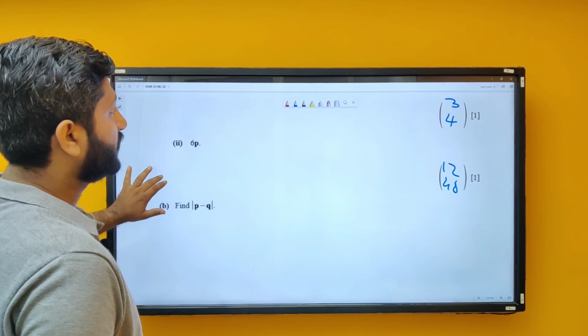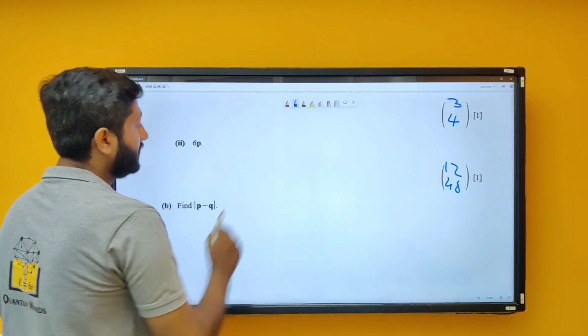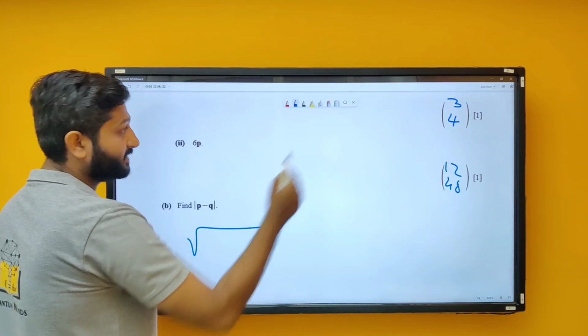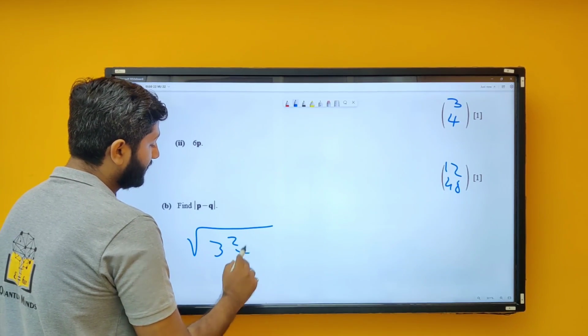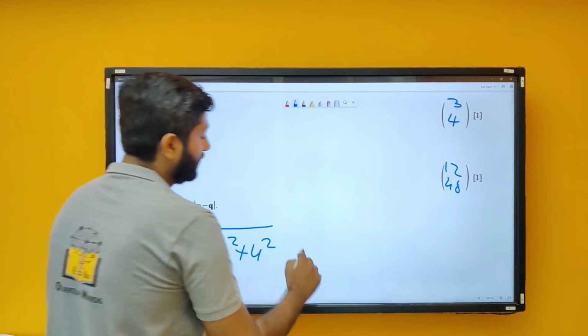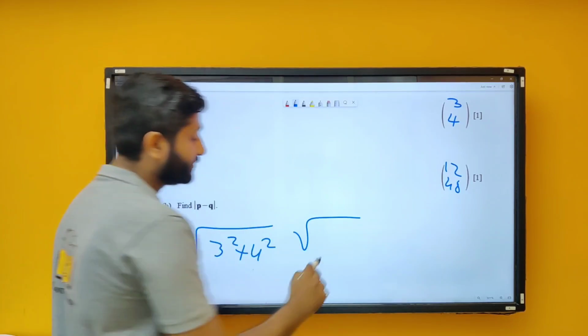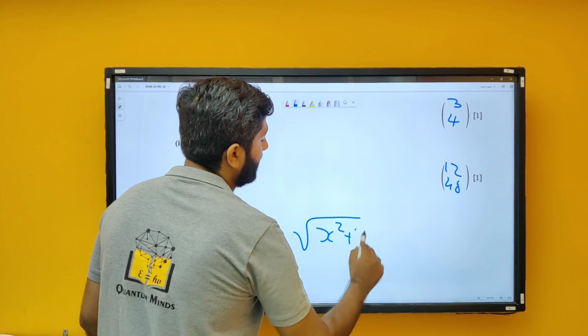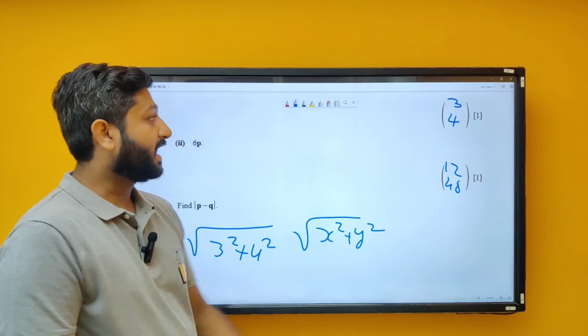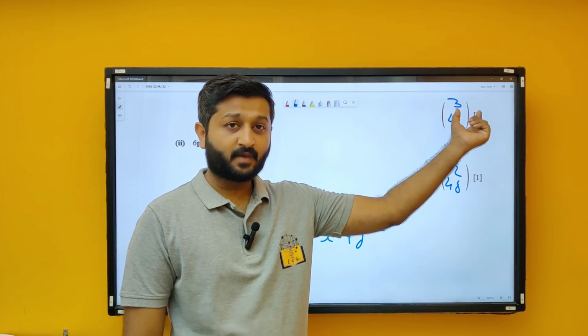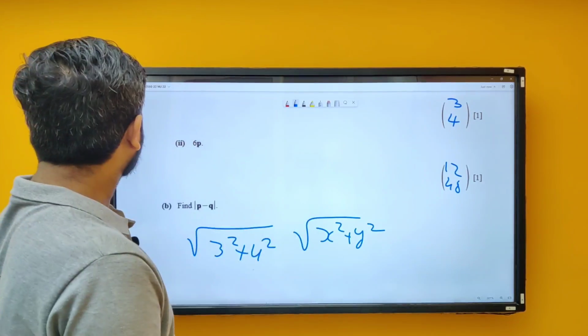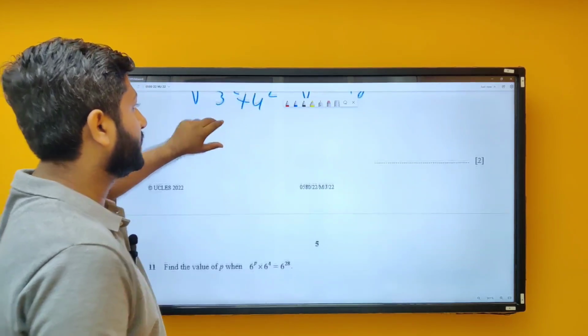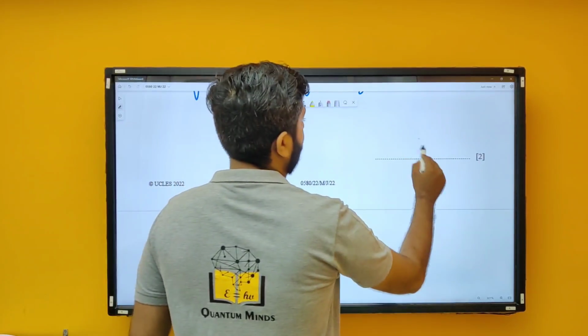Mod of P minus Q is nothing but under root x square plus y square, which is 3 square plus 4 square. This is known as magnitude or modulus. The formula of modulus is under root x square plus y square. I have just found the column vector P minus Q, and I have to take under root of x square plus y square. So 3 square plus 4 square is 5.